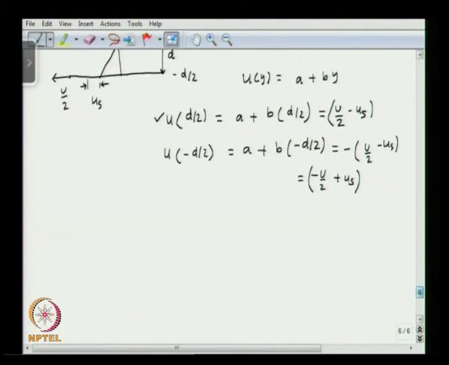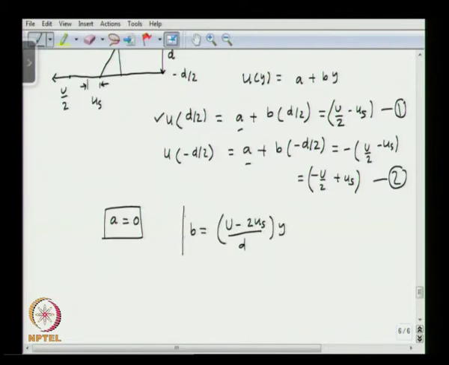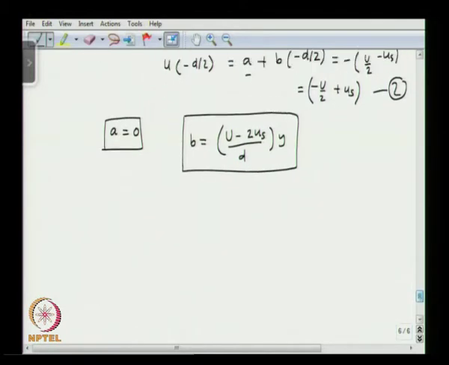So, now if you look at equation 1 and equation 2, if you solve these two equations, we can see that a equal to 0. We can clearly see that the constant a is going to be 0, and b. So, a and b are two unknowns in these two equations. So, b can be determined as (u minus 2 us) divided by d, into y. Okay. This is going to be b. So, now we can use the Maxwell's slip model.